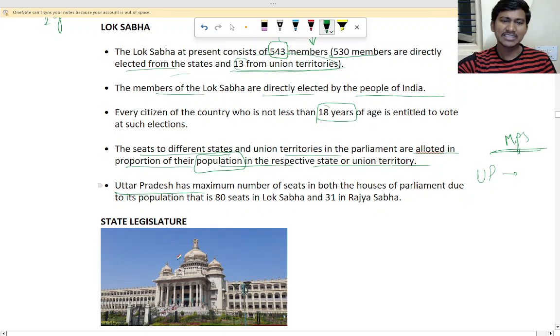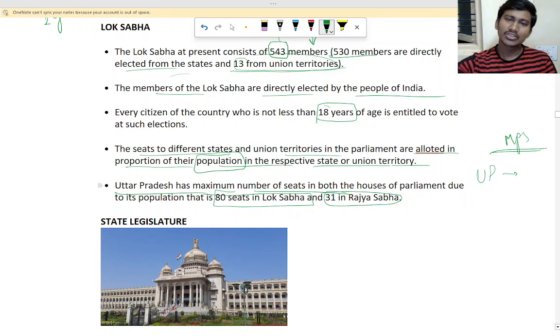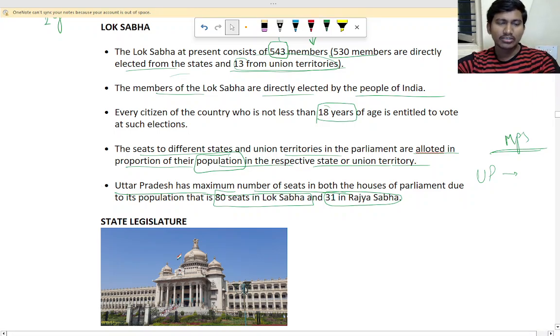Uttar Pradesh has the maximum number of seats in both houses of parliament due to its population. That is 80 seats in Lok Sabha and 31 seats in Rajya Sabha. That is the highest. So that is about Lok Sabha.